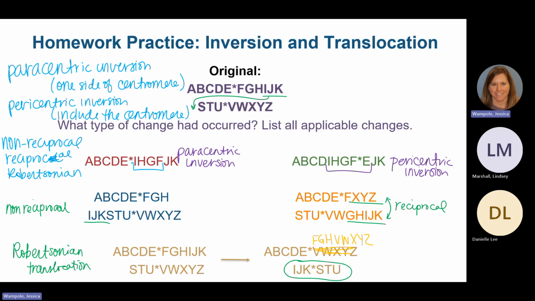Is that why that one is named Robertsonian? Is that from someone that had it? I believe it is named after the doctor that discovered it. Okay. Spoiler alert, we're going to talk about this in a minute. There are two ways you can get Down syndrome. One is an extra copy of chromosome 21. The other is a Robertsonian translocation, where you end up with an extra copy attached to another chromosome.